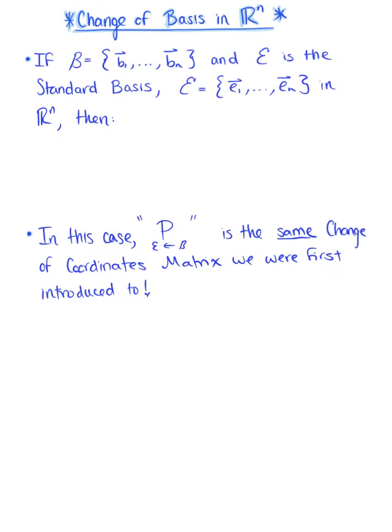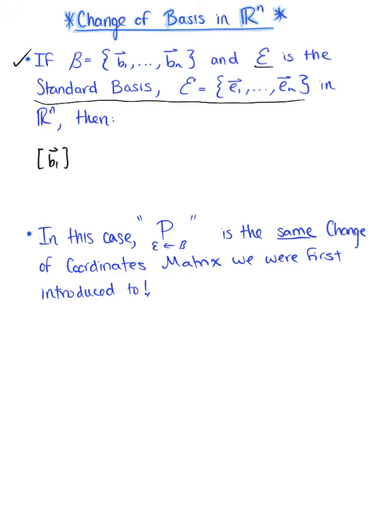So if we think about the change of basis in Rn, in the vector space Rn, we realize that we've already been working with this. So let's take a look. If we let basis B be the basis defined by vectors b sub 1 through b sub n, and we let E be the standard basis defined by the elementary vectors in Rn, then we realize that the coordinates of basis B relative to the standard basis are simply the vectors of basis B.